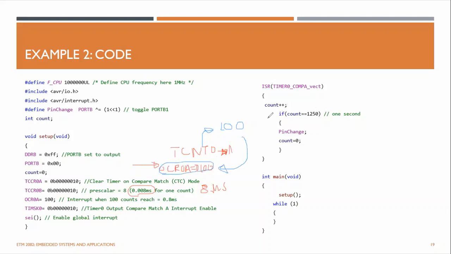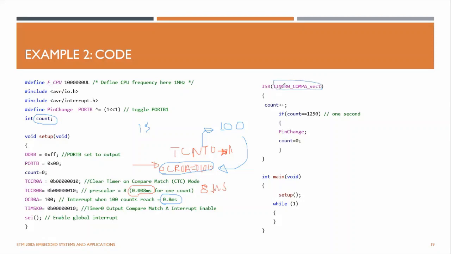Then it will generate this interrupt. So 100 of this 8 microseconds is nearly 0.8 milliseconds. Okay, so that is not even close to 1 second. So that's why I have used this counter variable. Every time this reaches 100, there's a Timer 0 compare A vector.